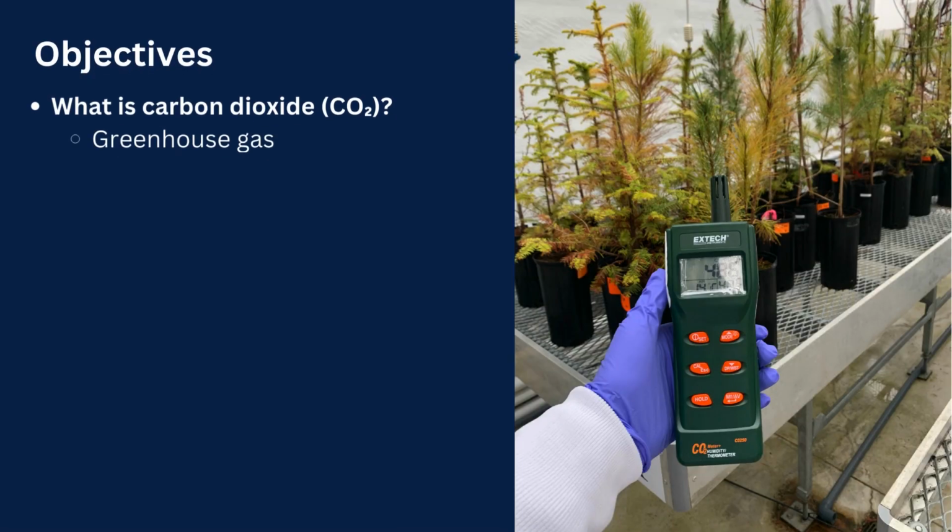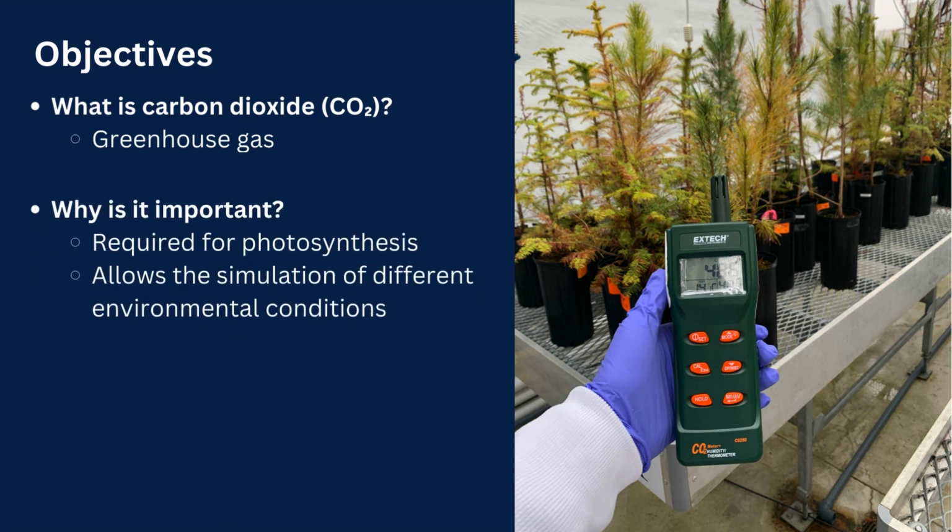So carbon dioxide is a natural greenhouse gas that is produced through many processes, such as exhalation and combustion. CO2 is important for plant growth because it is an essential component of photosynthesis. Monitoring the CO2 levels allows for the accurate simulation of different environmental conditions that can affect plant growth.